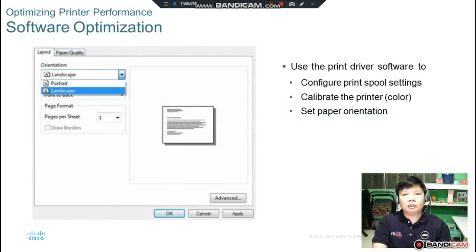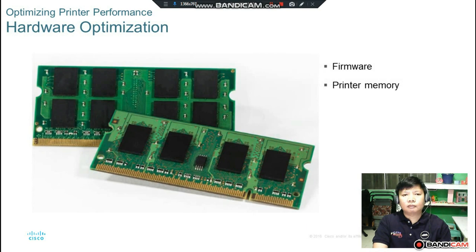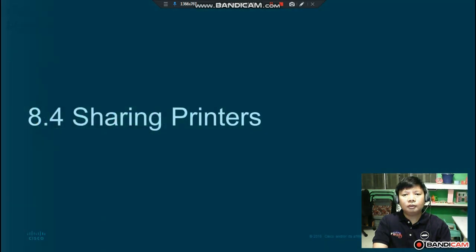Software optimization. Use the print driver software to configure print full settings, calibrate the printer color, set paper orientation. Hardware optimization: firmware, printer memory. Sharing printers.